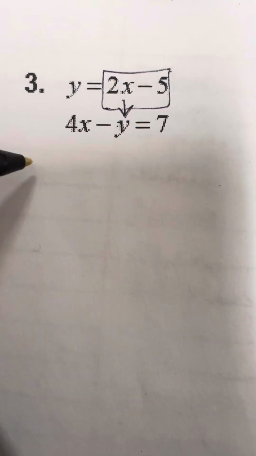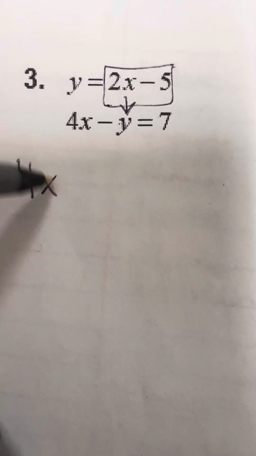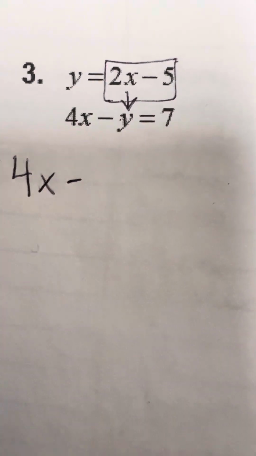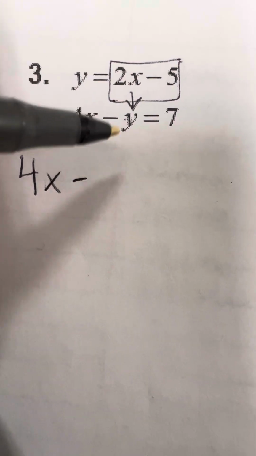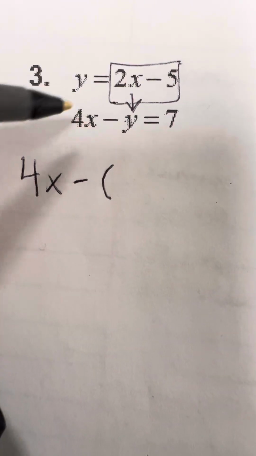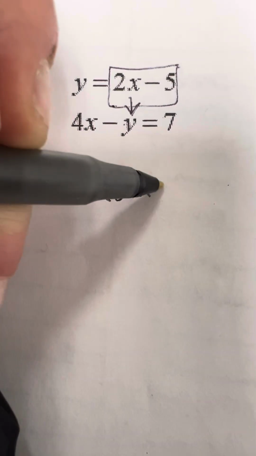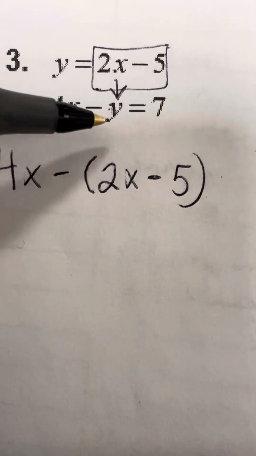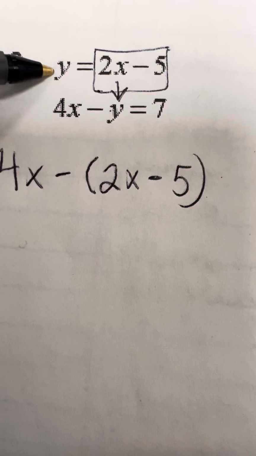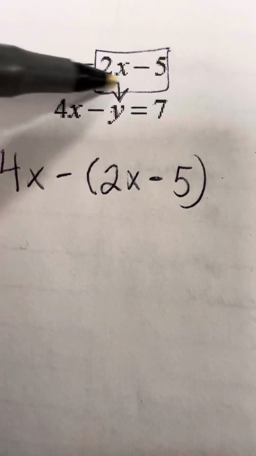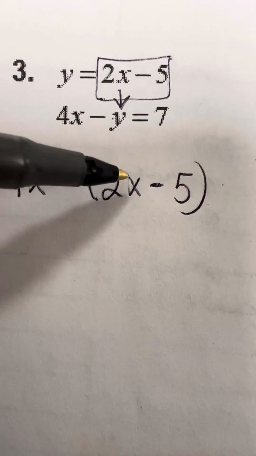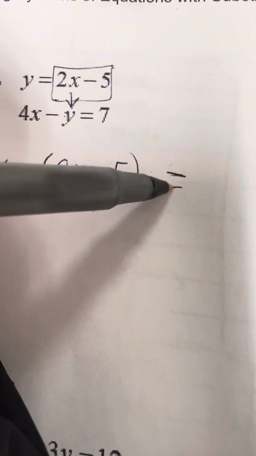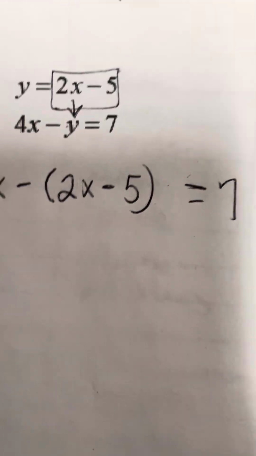So what I'm going to do is rewrite the second equation, and I'm just going to put minus because that's what we start with. And then where we see the y, I'm going to put this whole piece that we have, 2x minus 5, in parentheses in replacement for that. Because again, this is what y is supposed to be. And so those two pieces represent the same thing. And then we're going to go ahead and solve for x in this case.